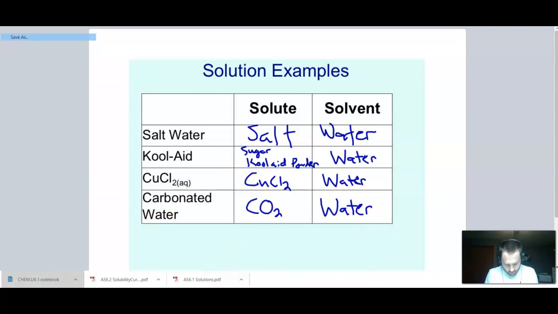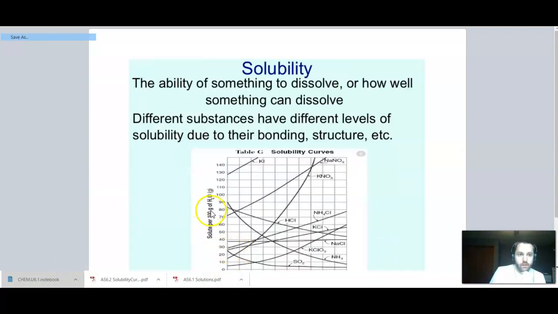And then solubility. Solubility is the ability of something to dissolve, or how well something is able to dissolve. I think it has you fill in both of those words. So solubility, simply put, is how well something can dissolve. Some substances can dissolve better than others.